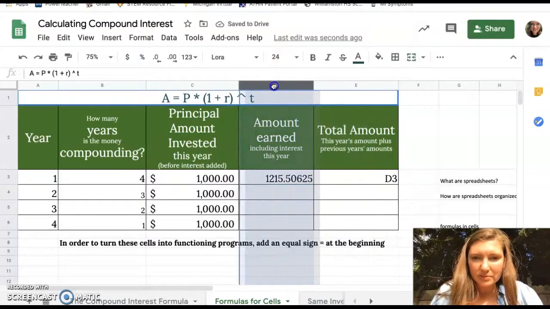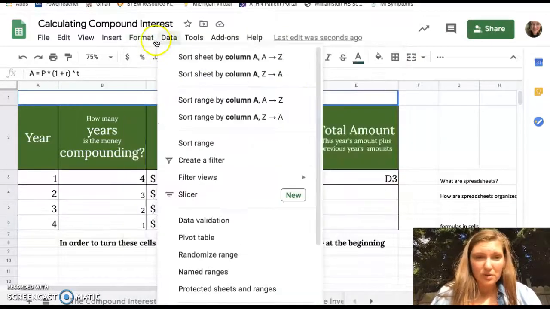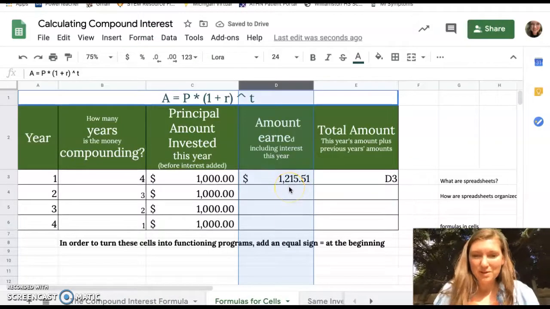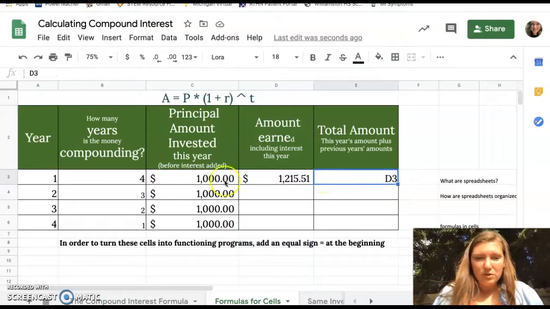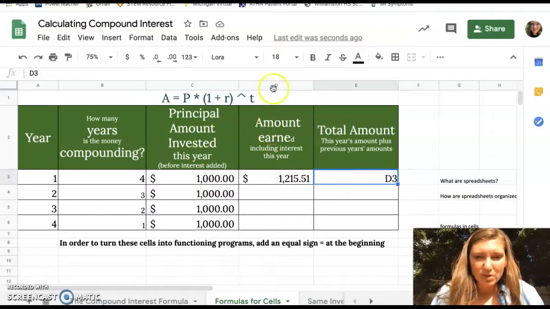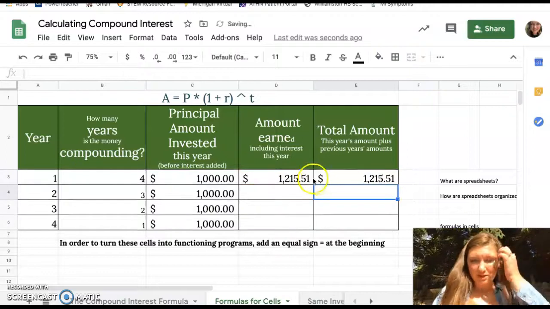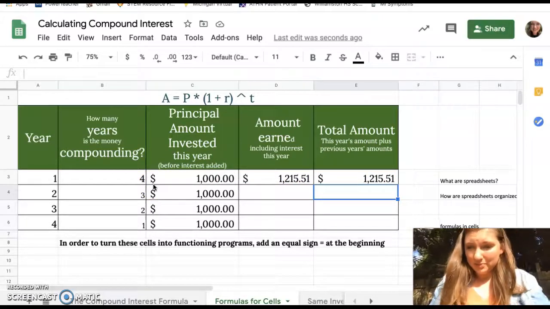And I'm going to do it so it looks like money, so I go to Format, Number, and Accounting. And now it looks like $1,215.51. Okay, so then our total amount for just that $1,000 that we put in 4 years ago and let it sit is this number, D3. So I'm just going to say equals D3. Okay, so it gives me that very same number. But we're not just investing that $1,000 one time, we're investing $1,000 every year for 4 years.